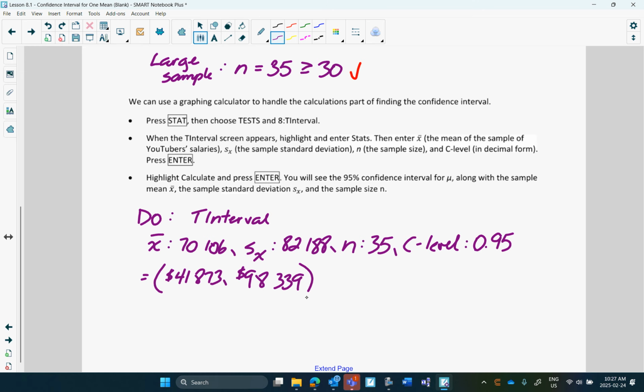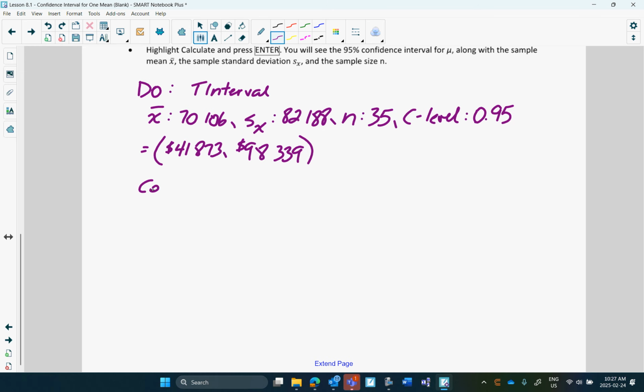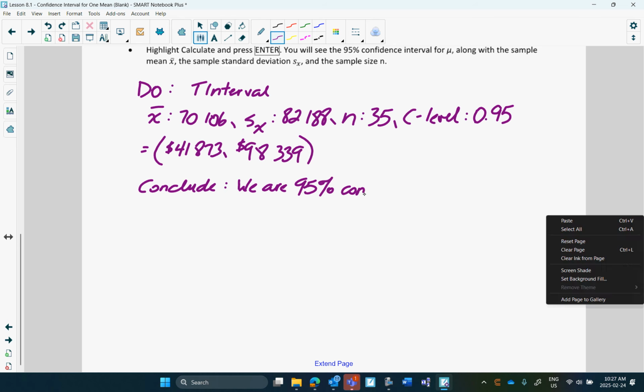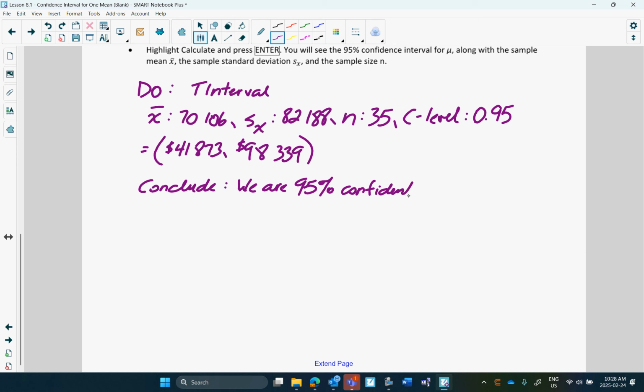So then our conclude would be the same as we did when we did it longhand. We are 95% confident the interval 41,873 to 98,339 captures the true mean YouTuber salary.